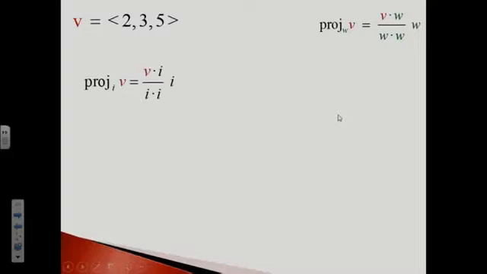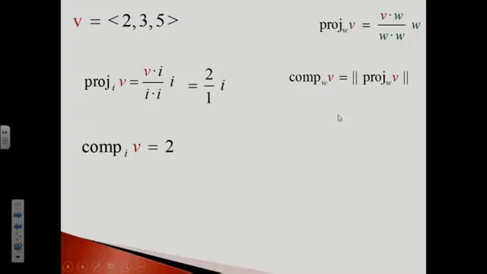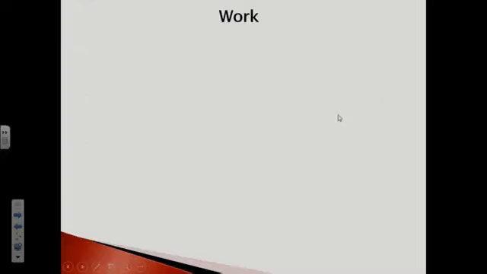The projection of v onto i equals v dot product with i divided by the dot product of i with itself multiplied by i, which gives 2i. The component of v along w is computed as the magnitude of the projection, so the component of v along i is 2.